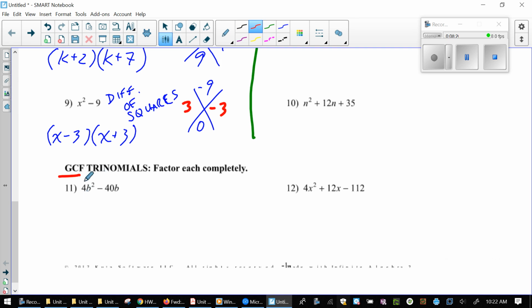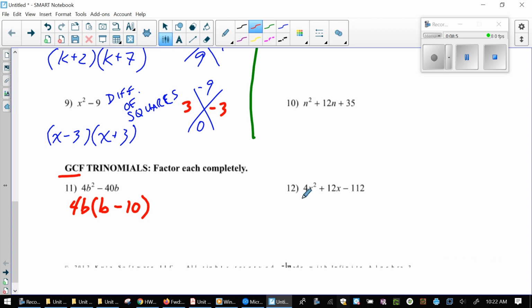So I'm looking at this, I see a 4, I see a 40. Okay, right away I'm saying, oh, boom, I can pull out a 4. I have a b squared, I have a b, and I can pull out a b. So now what's left? 4b times b gives me 4b squared. Keep that minus sign. 4 times 10 gives me that 40, and we pulled that b out. So that's it. That's why I like the GCF. Makes things easy for me.